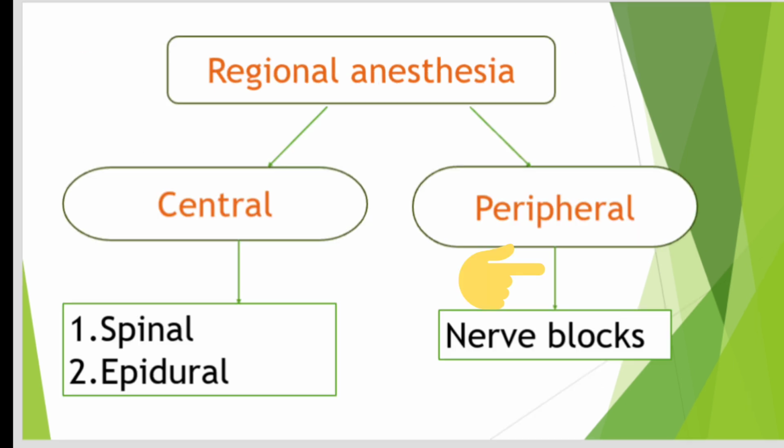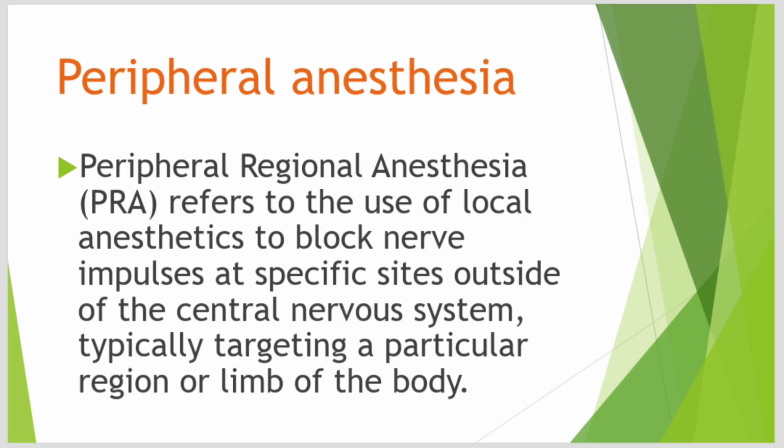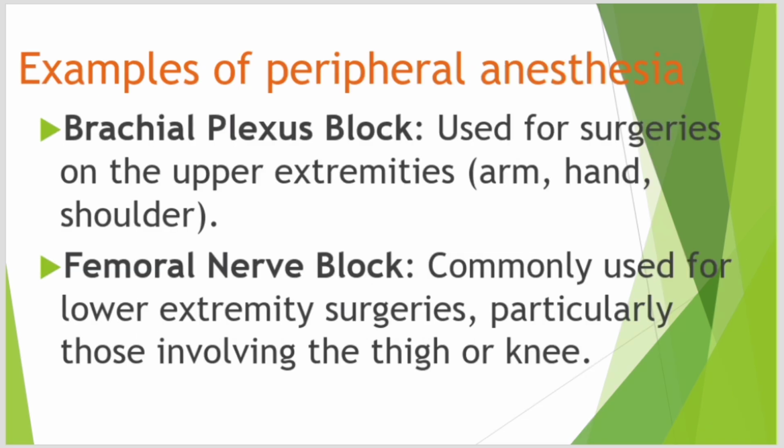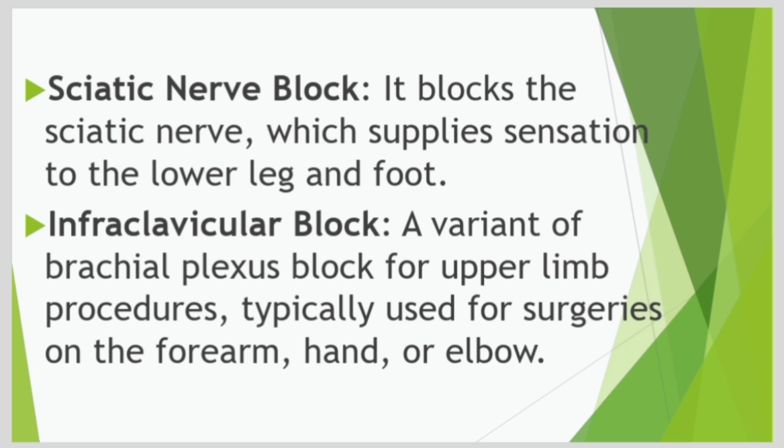Next is peripheral. Under peripheral we'll be having the nerve blocks. So what is peripheral regional anesthesia? It refers to the use of local anesthetics to block nerves at specific sites which are outside of the central nervous system. So peripheral regional anesthesia is often used for surgeries on limbs: brachial plexus, femoral nerve block, sciatic nerve block, infraclavicular block. These are some examples of the peripheral nerve blocks.